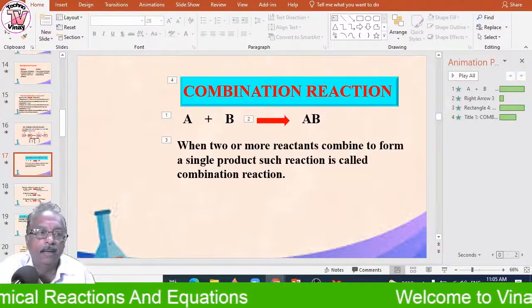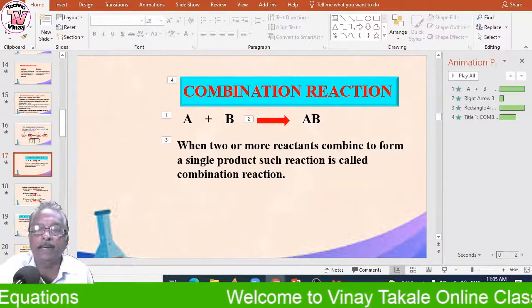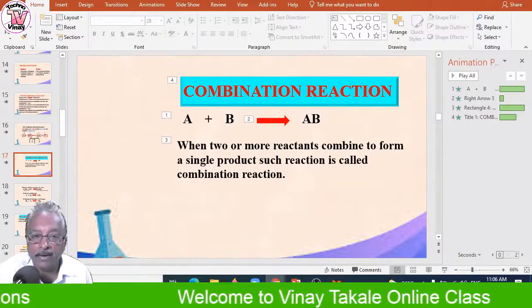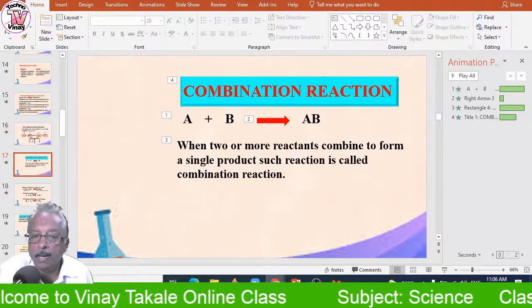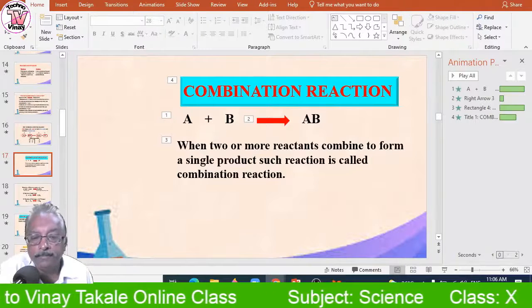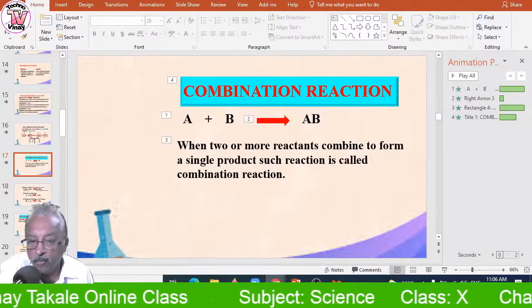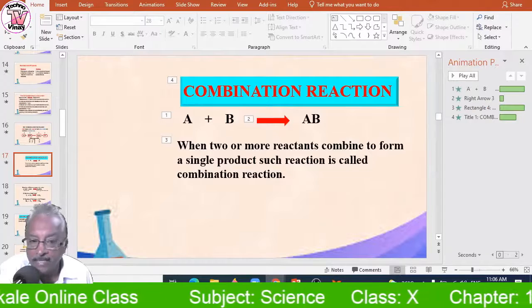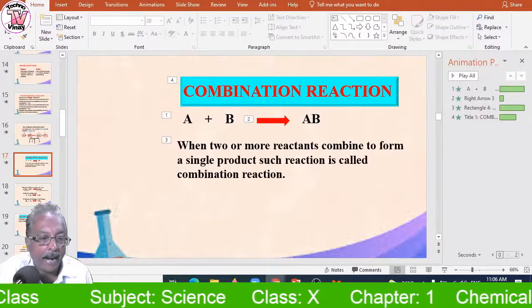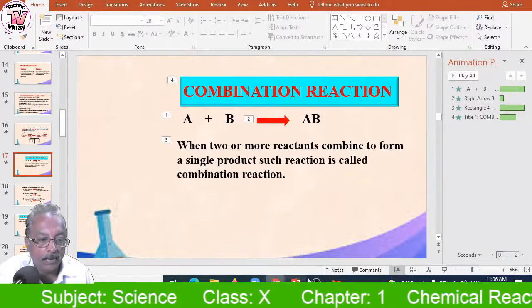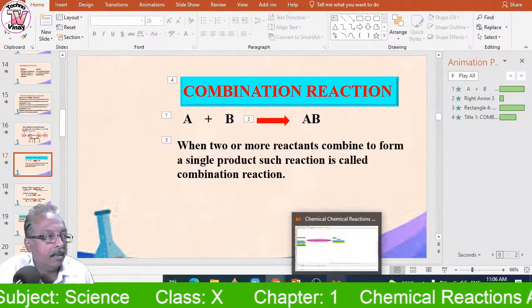Last time I covered how to balance the equation, and I had also shared two equations for homework so that you should balance them. Followed? I hope that you must have practiced. So we'll go to the next topic now.